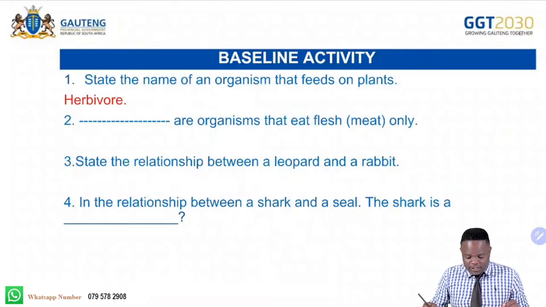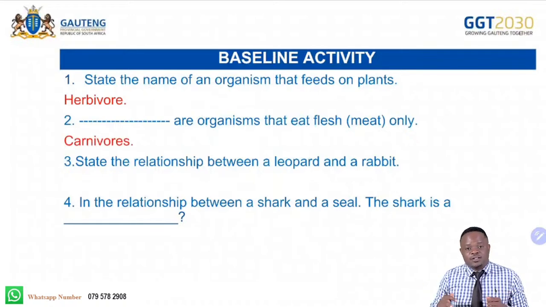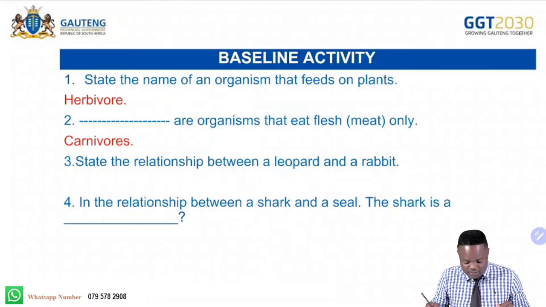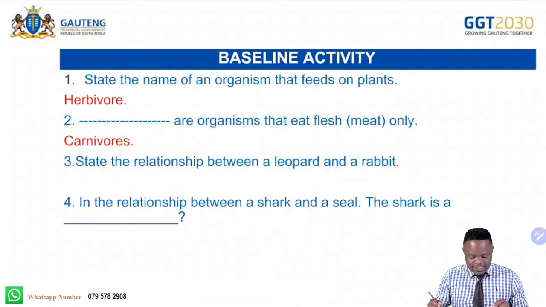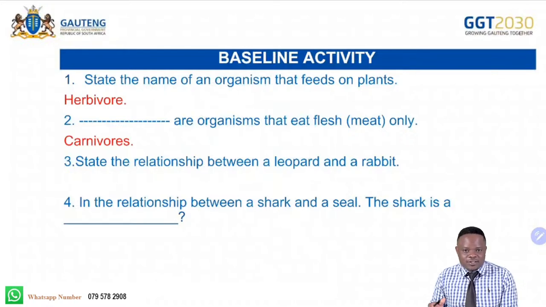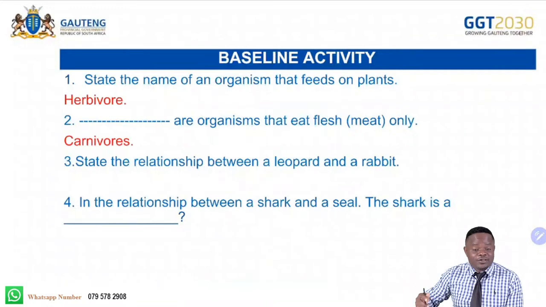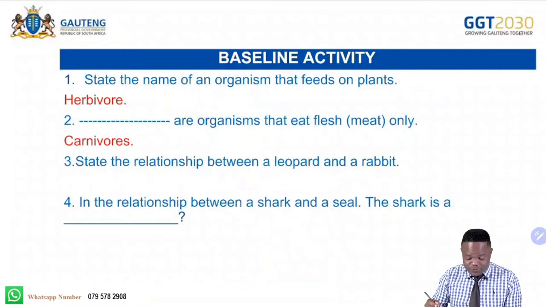And then organisms that eat flesh, that eat meat only. Remember, we call them carnivores, typical carnivores, lions, and so many such animals. And then state the relationship between a leopard and a rabbit. The moment you think of a leopard and a rabbit, you can actually imagine the rabbit running away in front of the leopard.